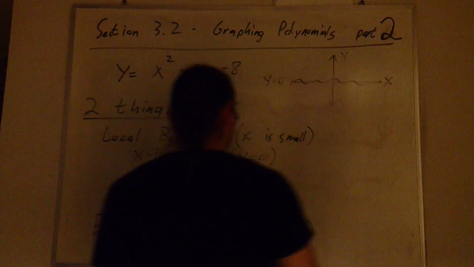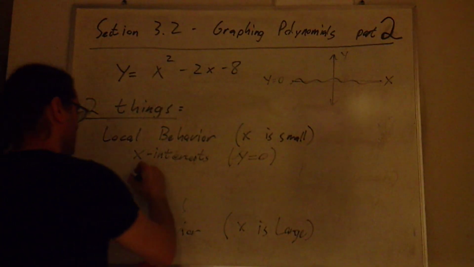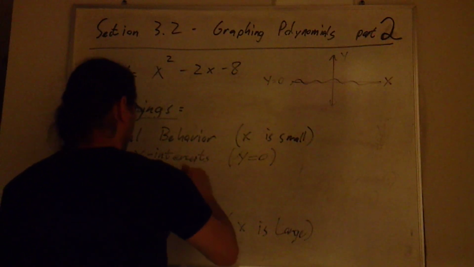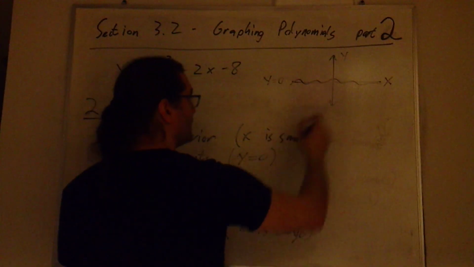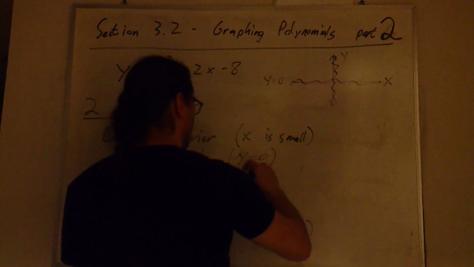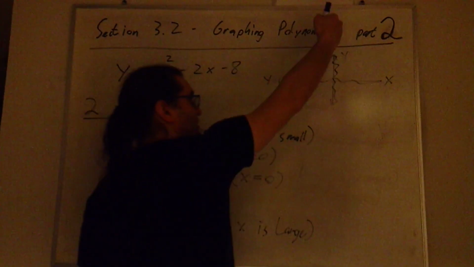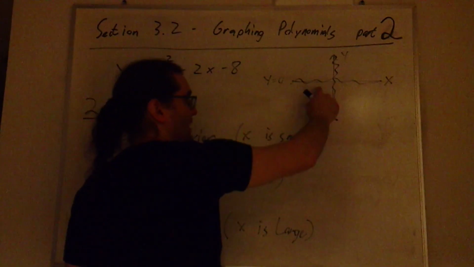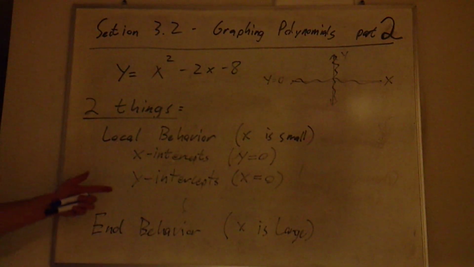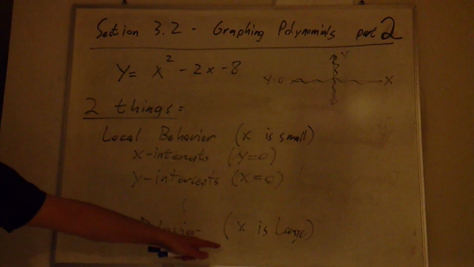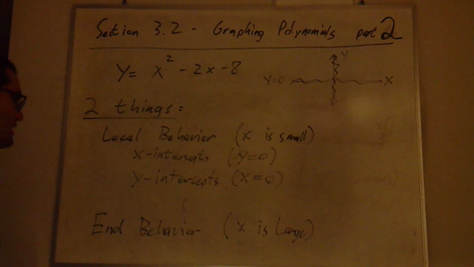So that's what x-intercepts mean. Y equals 0. You can probably guess what the other piece of local behavior is. It's y-intercepts. Y-intercepts mean you're crossing the y-axis, and then you have x equals 0. That's what it means to cross this axis. Your x value is 0 on that axis. And then end behavior is what happens when x is very large. I will get to that in a little bit. First, I want to talk about x-intercepts and y-intercepts.